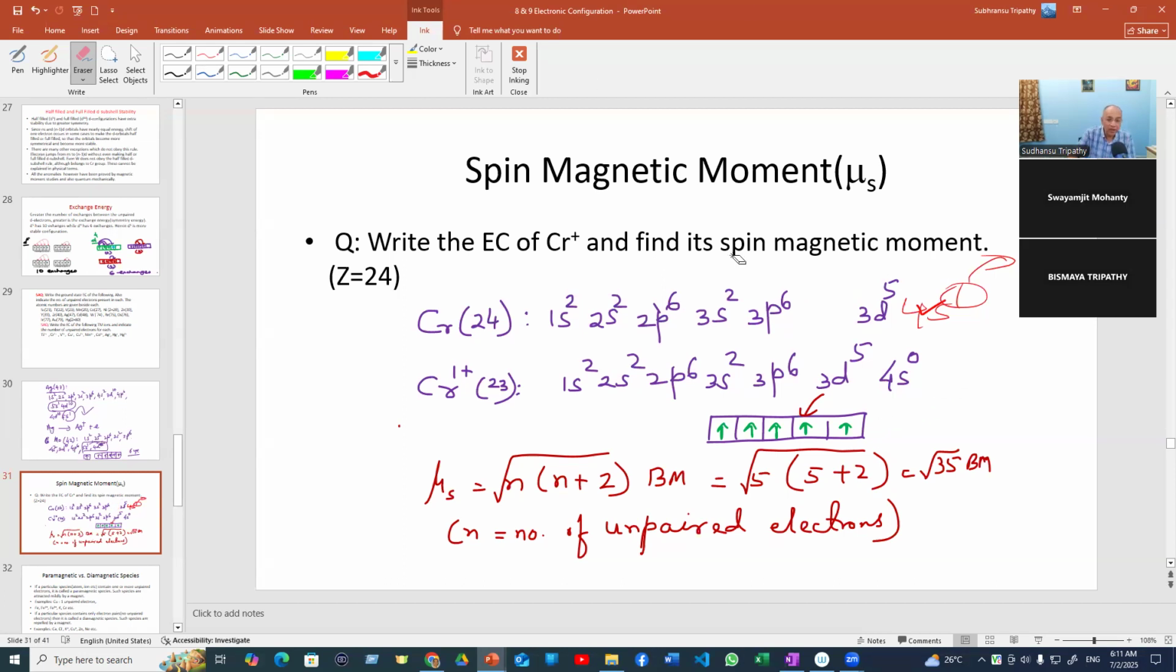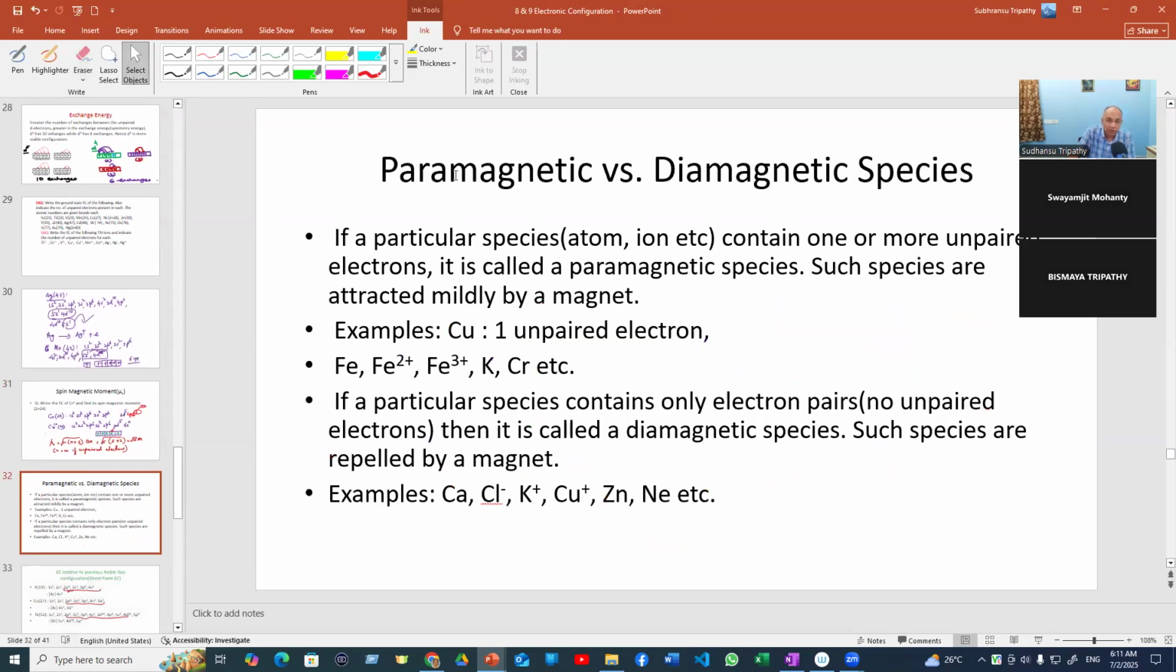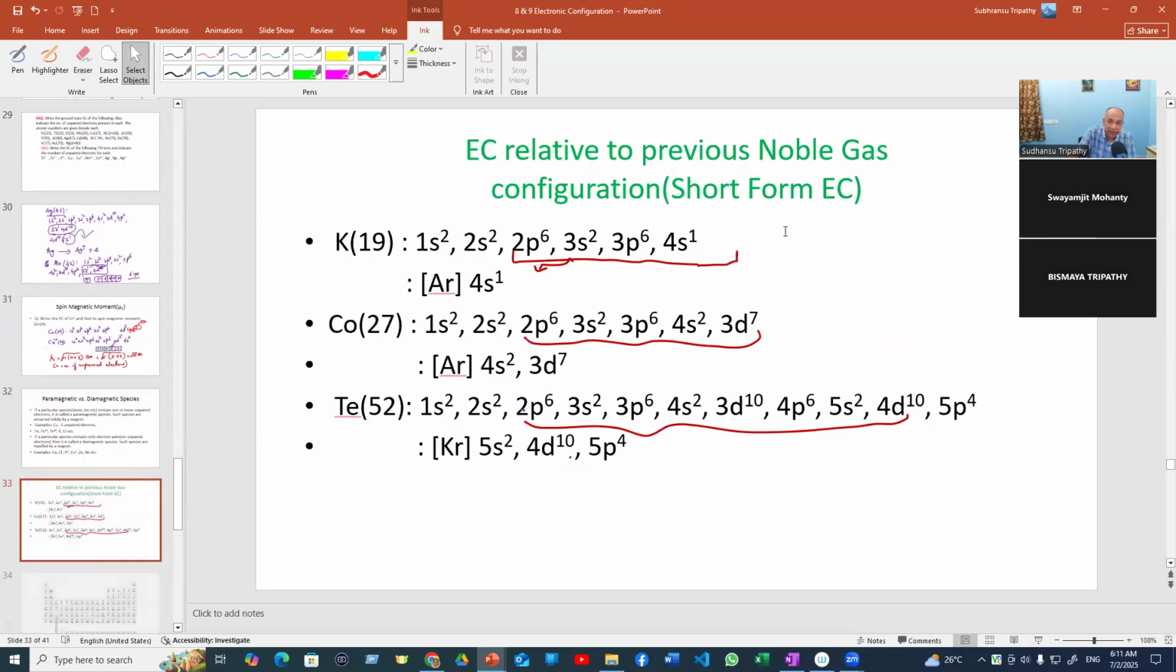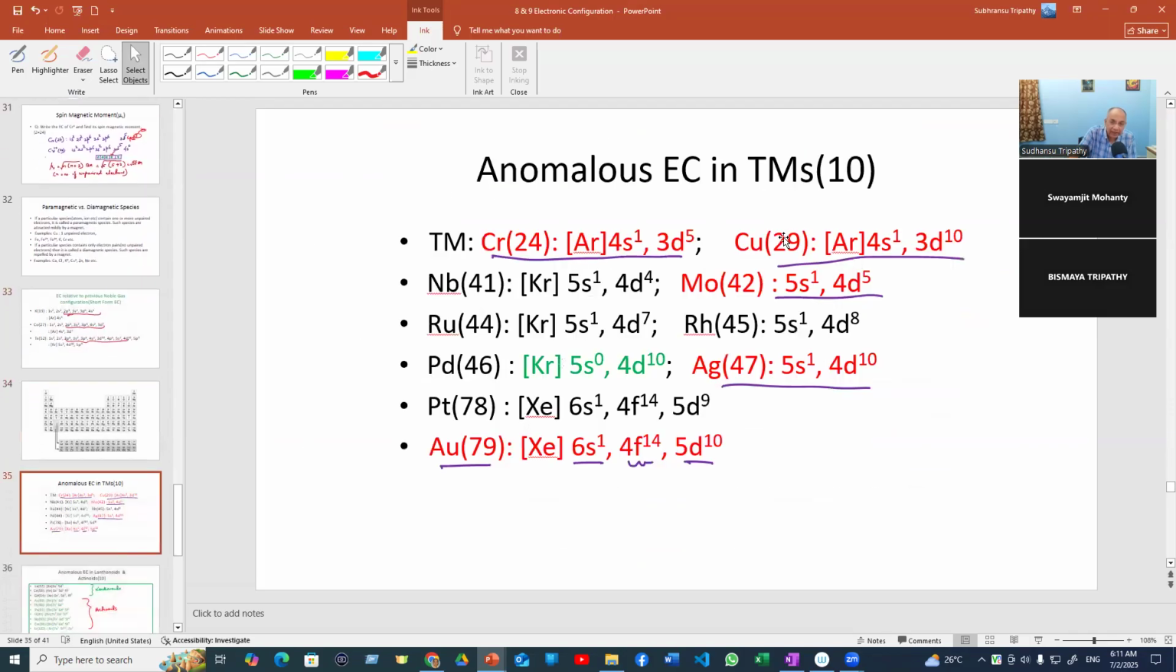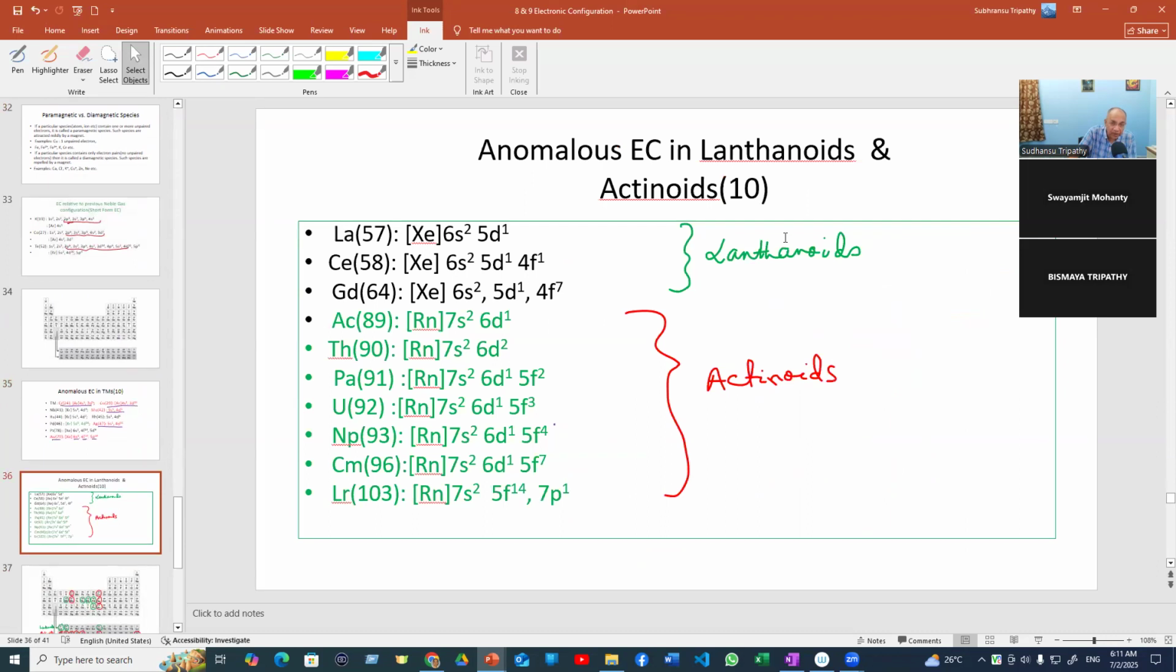So only one electron of chromium in the 4s1 will be removed, becoming 4s0 and 3d5. So instead of 6 unpaired electrons, it will carry 5. So the spin magnetic moment is root over 5 into 5 plus 2, root 35 BM. I have already explained what is paramagnetic and diamagnetic. Just read out if you get any more information. This you have already done.